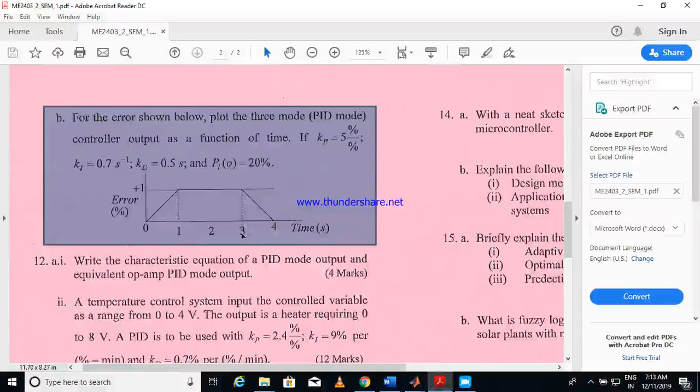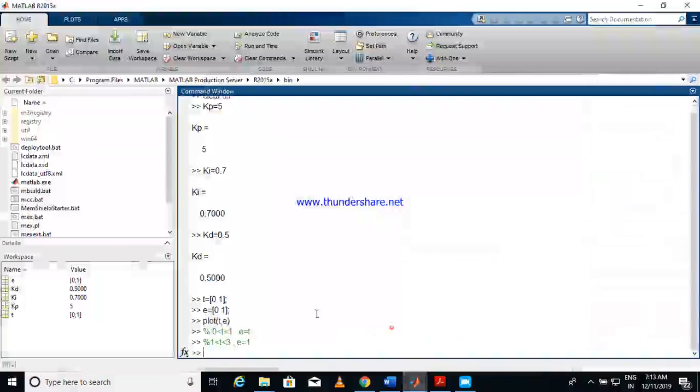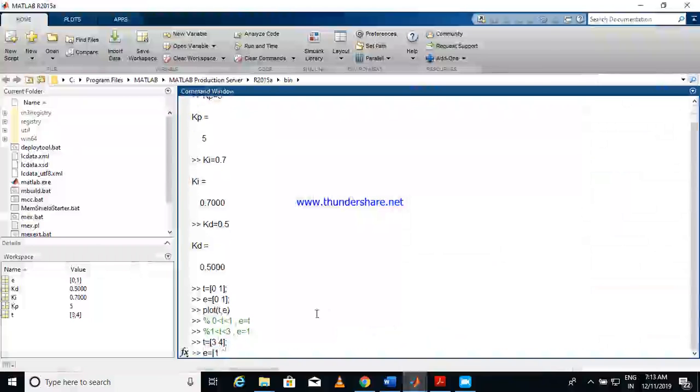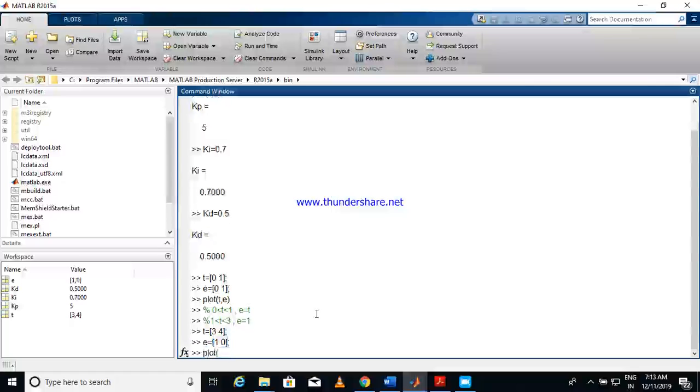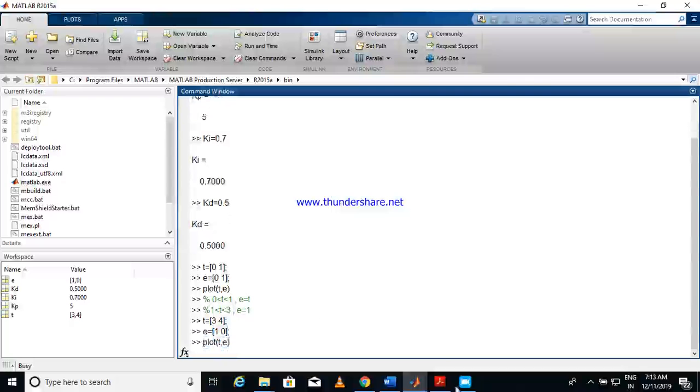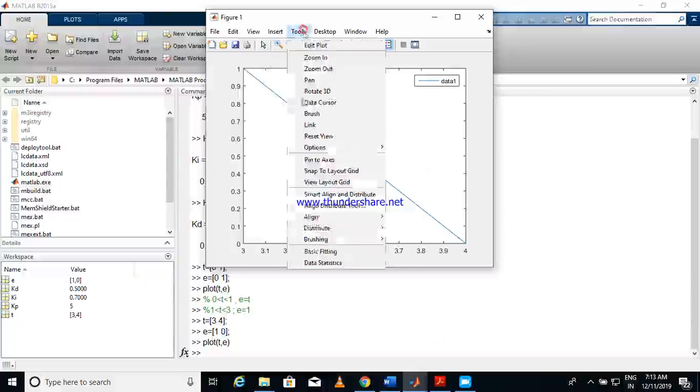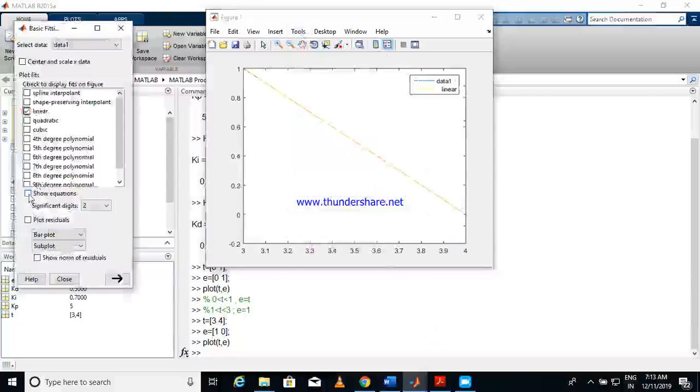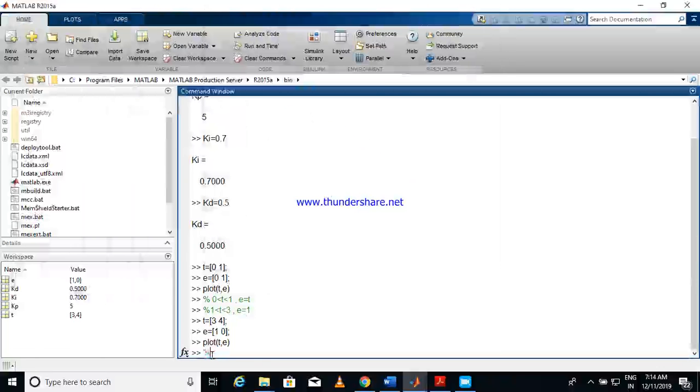Now I am going to the third segment, that is 3 to 4. At 3, E is equal to 1, at 4, E is equal to 0. Let us follow the same procedure. I am writing t as 3 and 4, and my error is 1 at 3 and 0 at 4. I am giving the same command, plot t comma e. This is the plot. Again I am going to tools, basic fittings, linear equation and show equation. You see, I am getting y equal to 4 minus x. That means E is equal to 4 minus t. So for t from 3 to 4, my equation is E equal to 4 minus t.